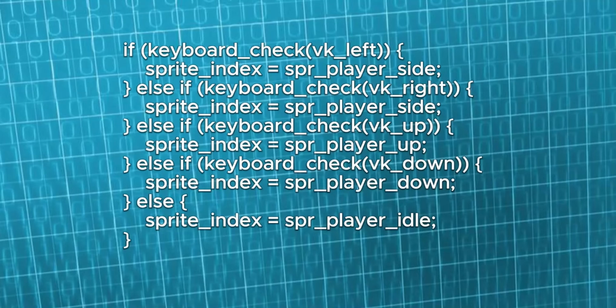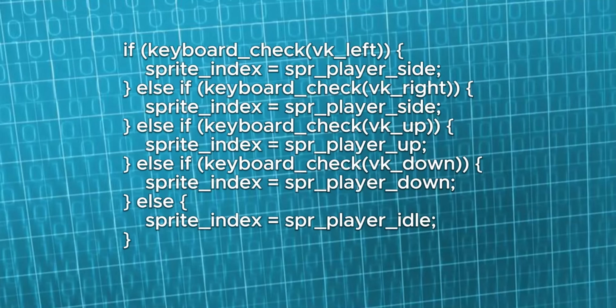This line checks if the left arrow key is pressed. If true, it sets the sprite index to SPR player side when moving left. If the left arrow key is not pressed, it checks if the right arrow key is being pressed. If true, it will also set the sprite index to SPR player side when moving right. If neither left nor right arrow keys are pressed, it checks if the up or down arrow keys are pressed. If true, it sets the sprite index to SPR player up. This implies that the player character should face upward when moving.